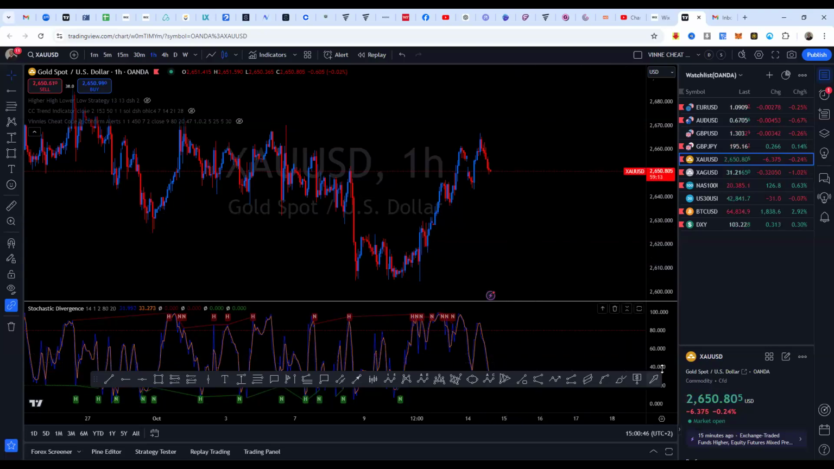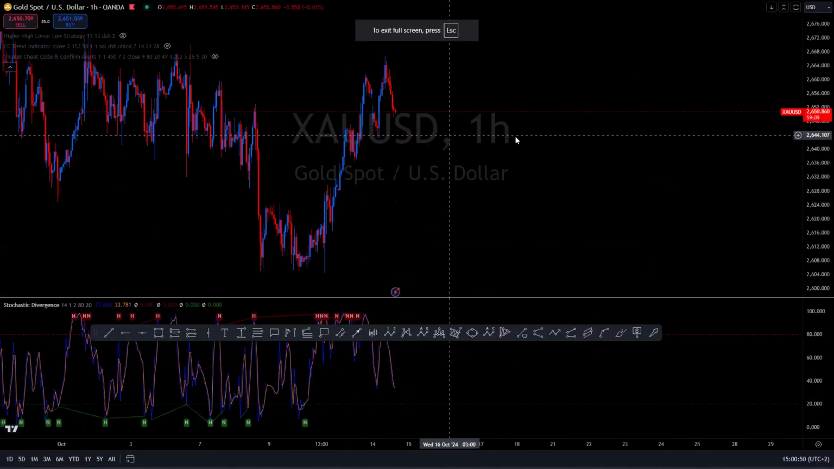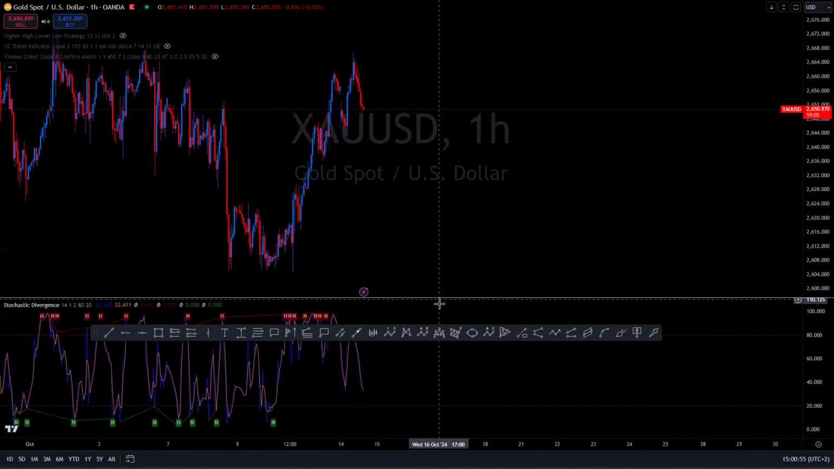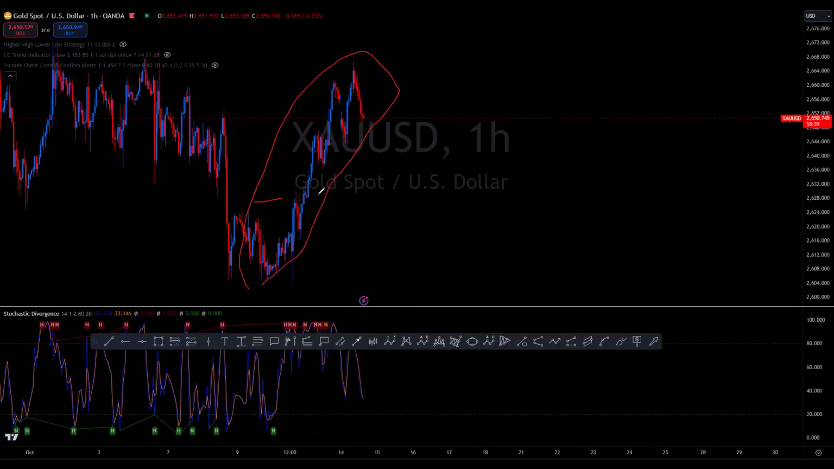So let's go ahead and get going. The very first thing we want to do is go on the 1 hour time frame here. We're going to figure out what is the overall trend. As we can see here, prices are overall bullish. Previous highs have been created, and they have also been broken.